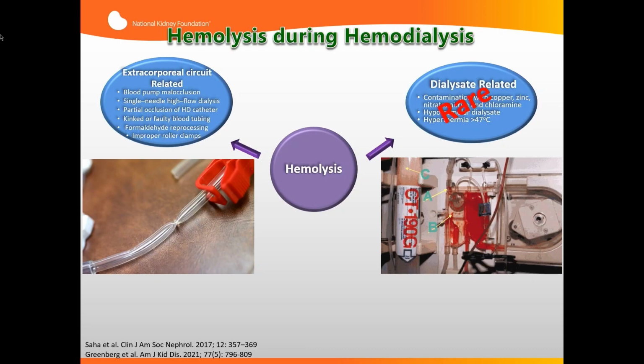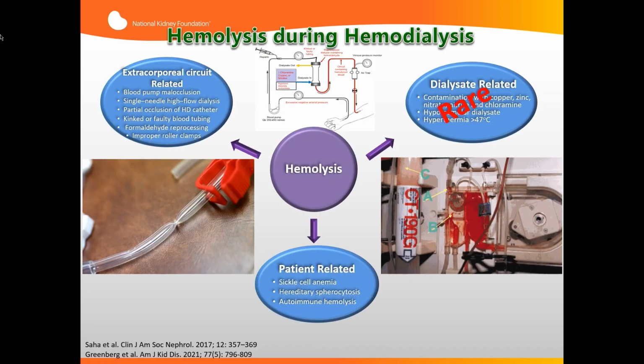One last cause of hemolysis, and this is just to show you where all of those things I just mentioned, the oxidizing and reducing agents, the faulty tubing, the roller clamps, are. So these are all the places where hemolysis can typically occur. And then one last cause of hemolysis is patient-related. So you might have a patient who has sickle cell disease, or hereditary spherocytosis, or autoimmune hemolytic anemia.